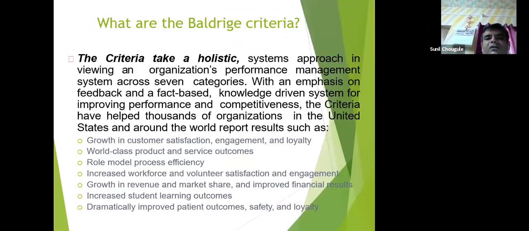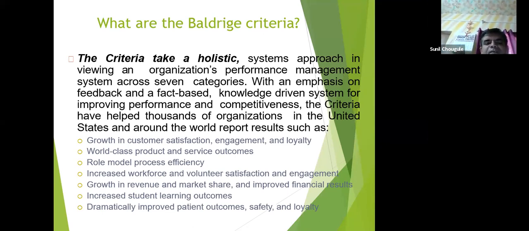Now, what are the criteria for Baldrige? What are the Baldrige criteria? The criteria take a holistic approach in viewing an organization's performance. Now there are 7 categories, and focus is on feedback and fact-based, knowledge-driven system for improving performance and competitiveness. Now this criteria helps thousands of organizations in US and around the world. Now which are those 7 criteria?